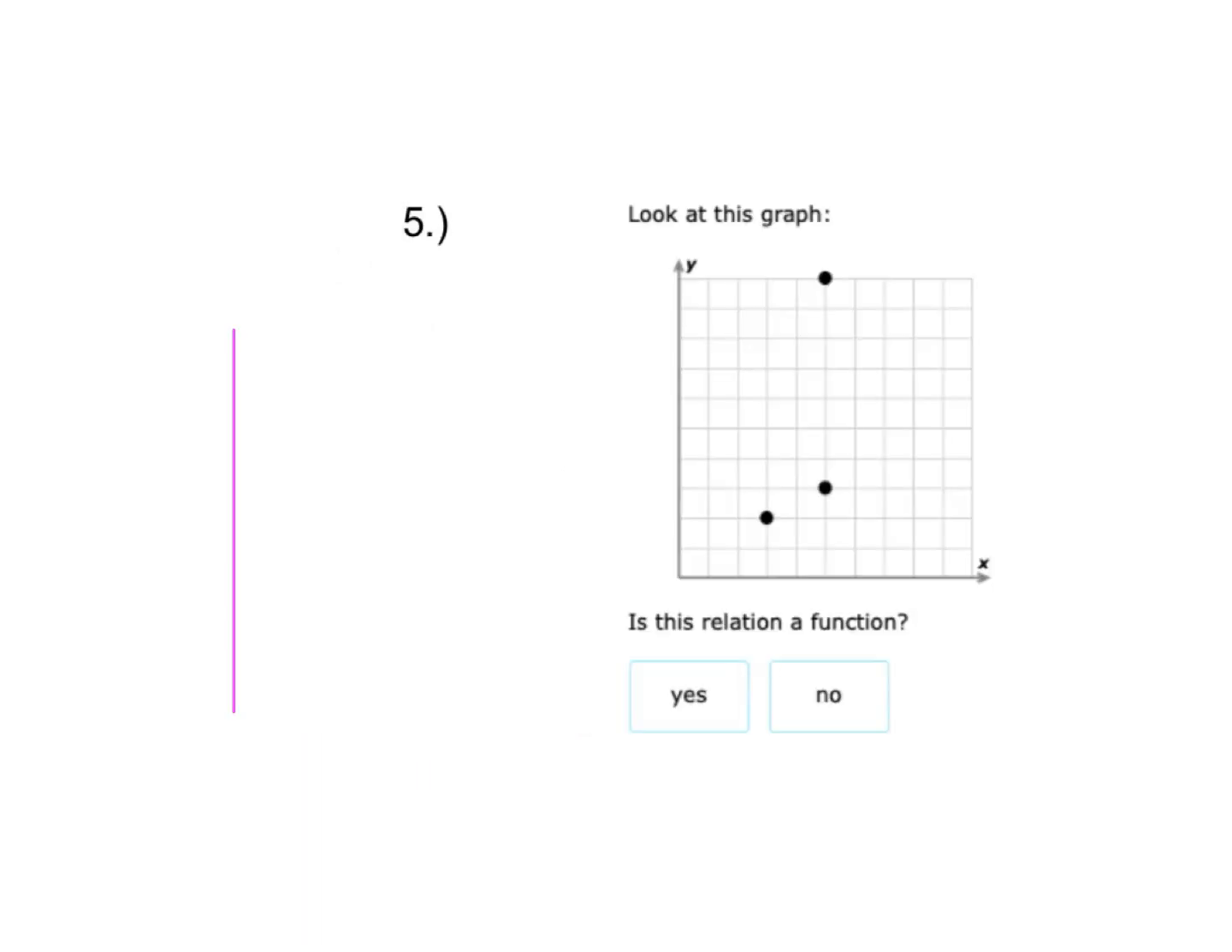Number 5, is this a function? Look at the graph. Okay, so let's try that vertical line test. As I bring the line across, okay, that point hits the line once, but when I go right here, boom, boom, it hits the line twice. So because it hits the line twice, this is a no, not a function.